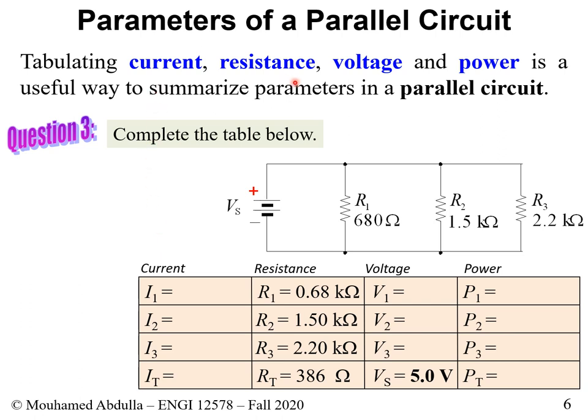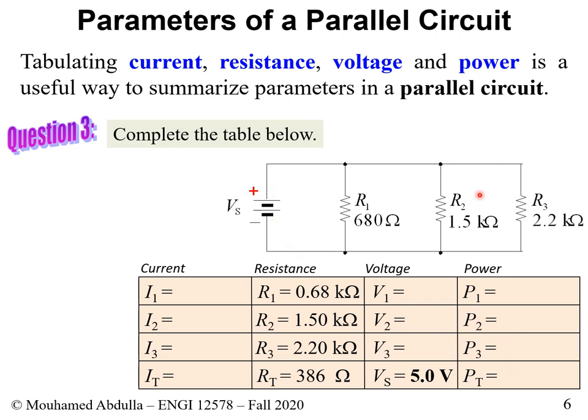Okay, so at this point, we want to maybe find different parameters in a parallel circuit: current, resistance, voltage, and power. This is perhaps mentioned to you before. We've seen such a table before in the previous lecture when we saw a series circuit. This is very common. We will typically have these kinds of tables to fill in for different circuits. So let's attempt at solving this.